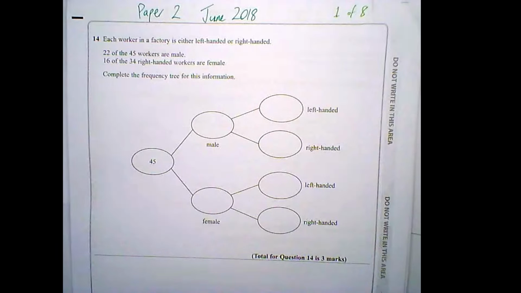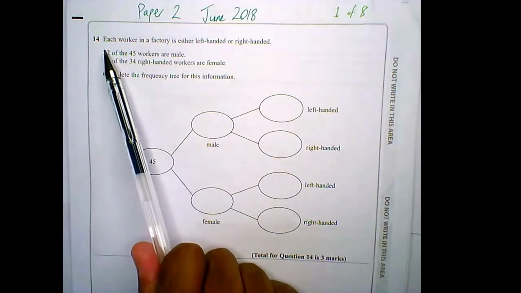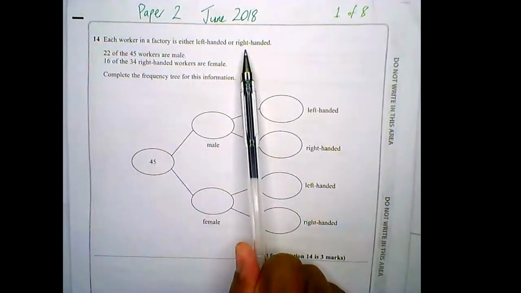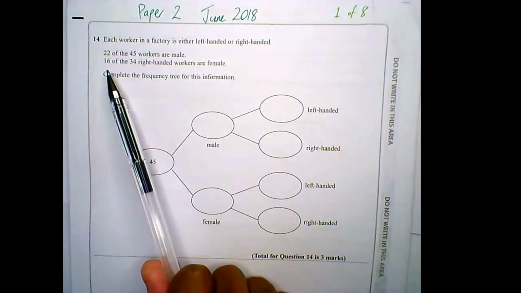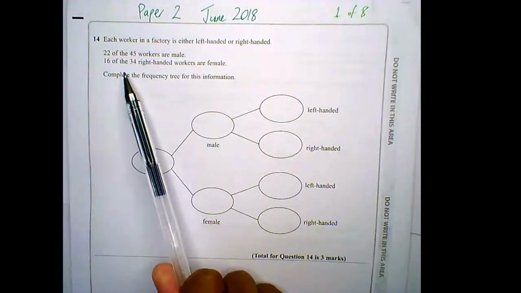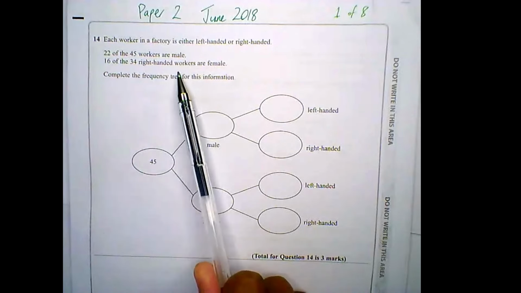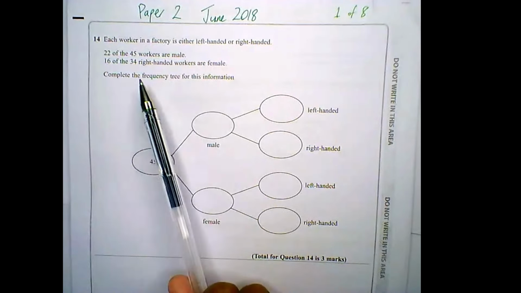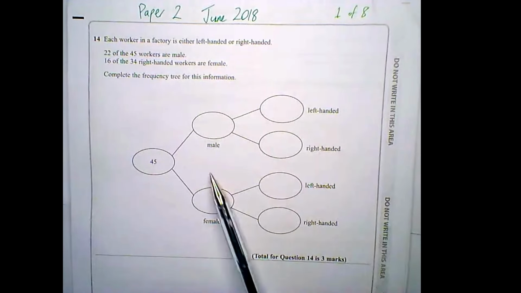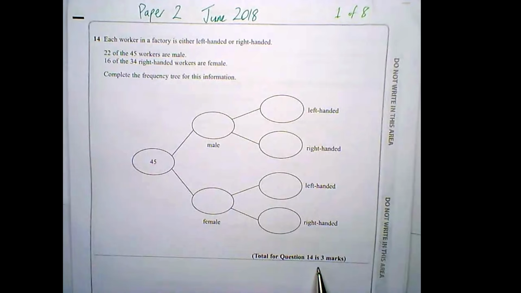Let's start with this question. Each worker in a factory is either left-handed or right-handed. 22 of the 45 workers are male. 16 of the 34 right-handed workers are female. Complete the frequency tree for this information. So we've got the frequency tree here, and this is worth 3 marks.